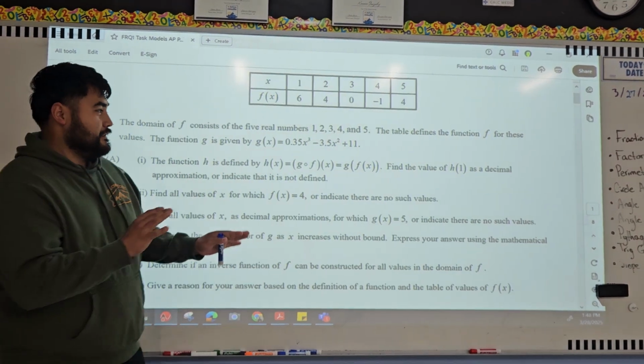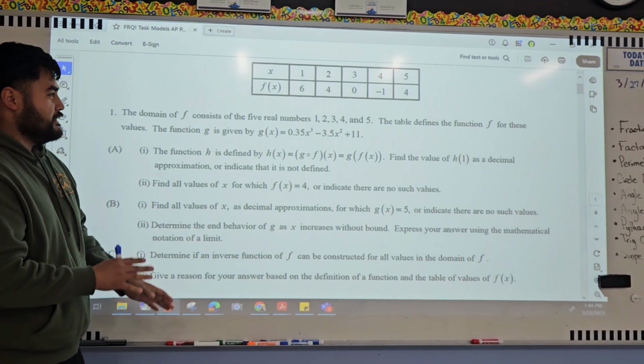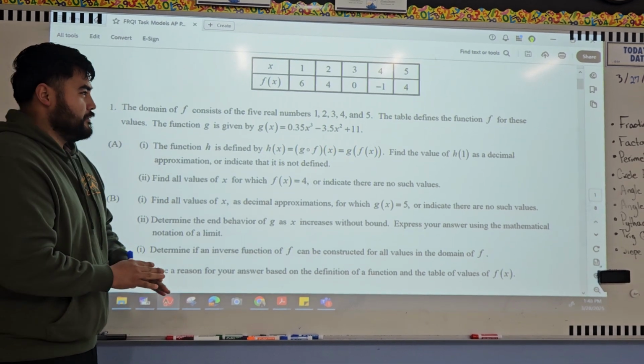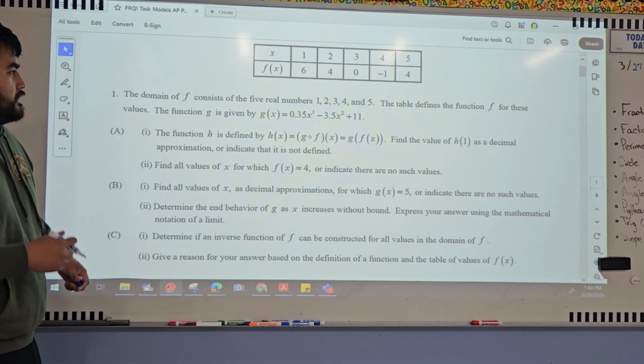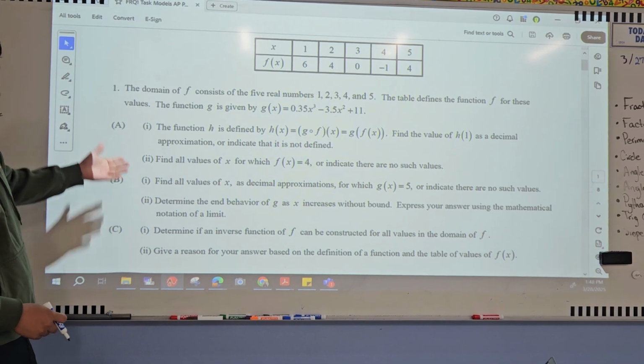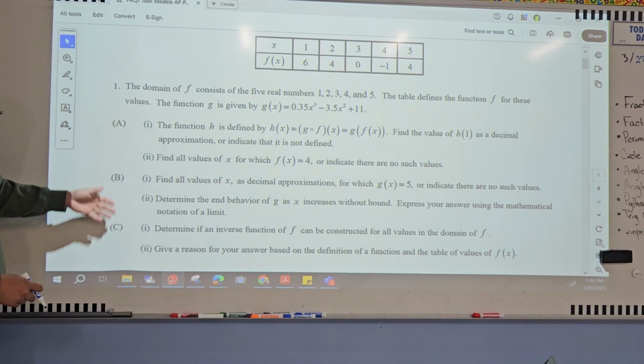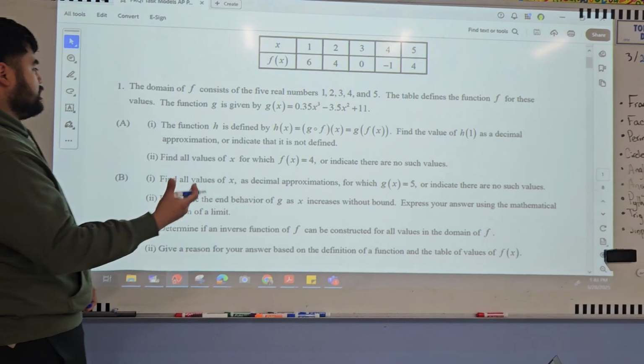So I want to do FRQ one. I want you guys to focus on the easiest FRQ from all four. Each FRQ is 4 points. On this one, you're going to get 3 different topics: part A, B, and C. So let's try to break this problem together.